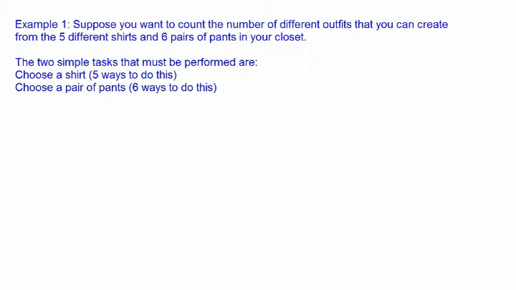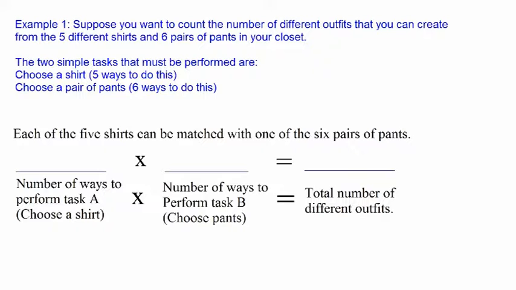So using our multiplication principle, task A is the number of ways we can choose a shirt, so we note that each of the shirts can be matched with one of the 6 pairs of pants. So we have 5 different ways to choose a shirt, 5 different shirts. Then our task B doesn't depend on what we chose for the shirt. We have 6 choices for the pairs of pants, and the multiplication principle says that we should multiply 5 times 6, which gives 30, which is the total number of different outfits that are possible in this example.